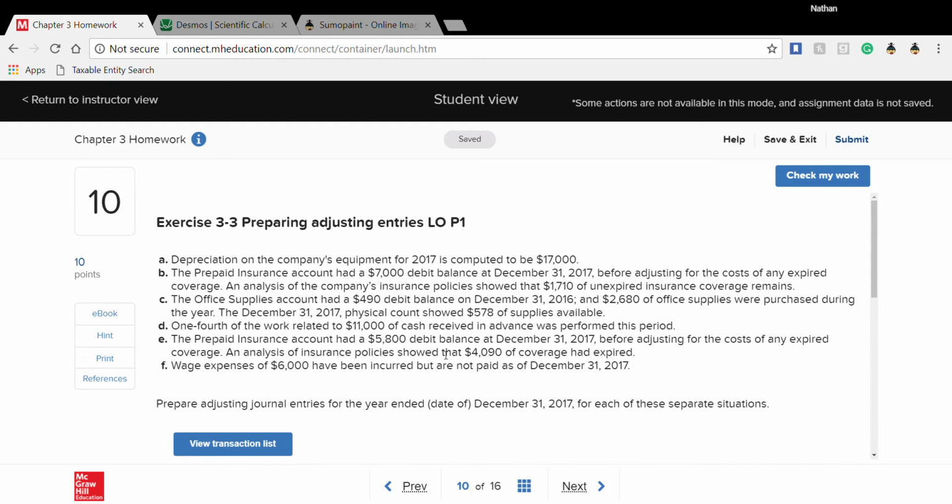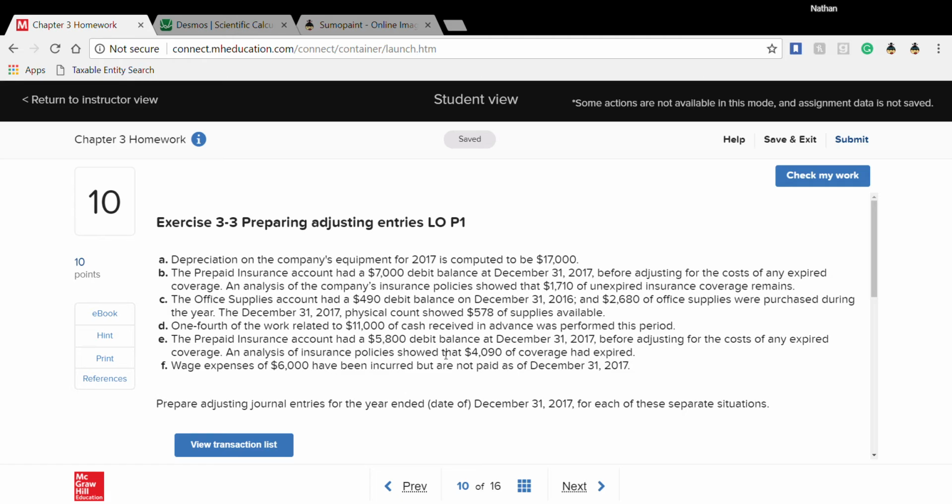Question 10. Now we're going to prepare adjusting entries for a lot more journal entries. A lot of these we've already kind of gone over. So with that being said, and again, to test to see where you're at, I'm going to let you do the journal entries for a lot of these. Go back to the other questions that deal with that particular type.